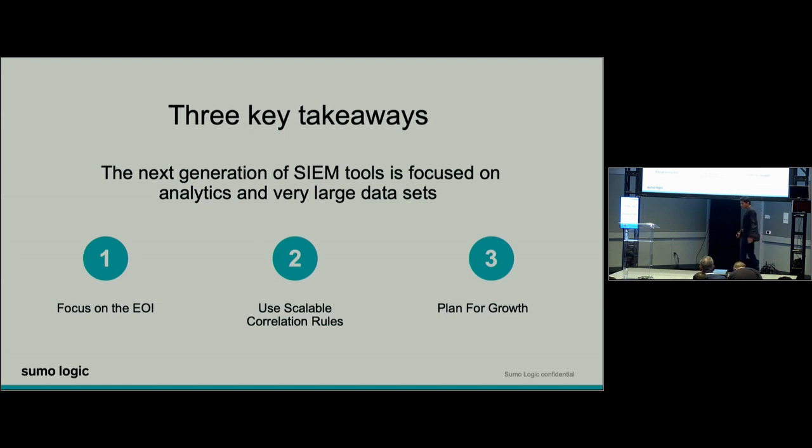Secondly, use scalable correlation rules. When you're under an attack, when you're being attacked with a brute force or denial of service, the last thing you want is your solution to crash because of the DOS attack. You want a scalable solution that can keep up with the attacks. You don't know what the data volume is going to look like when you're under attack. So focus on using scalable correlation rules.